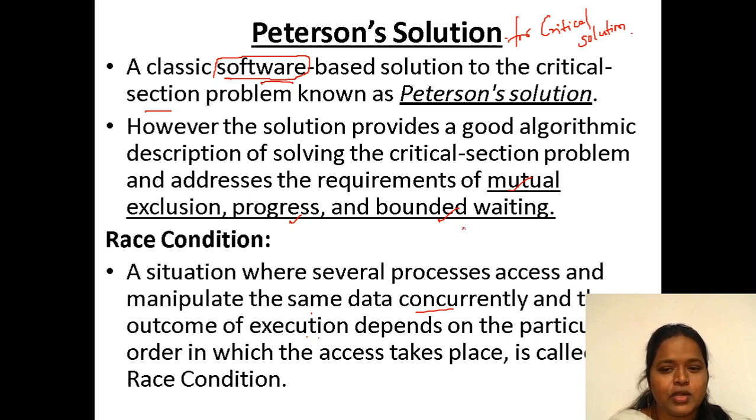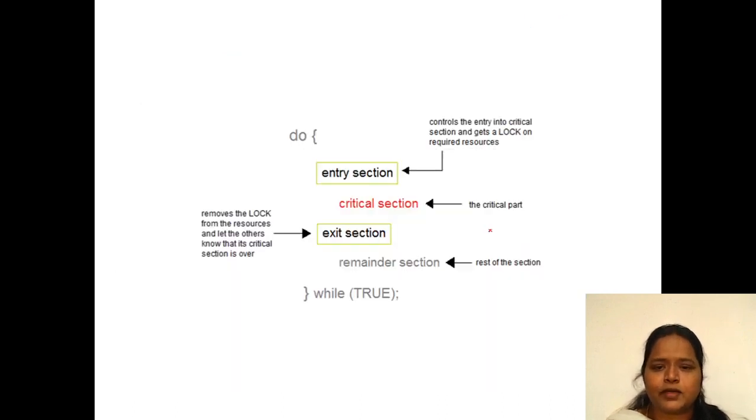If two processes P1 and P2 are there, and P1 executes first, the result will be X. If P2 executes first, the result will be Y, which is incorrect. Whether P1 or P2 executes first, the result should be Z, which is the correct answer. So we have to avoid the race condition. Here we have discussed the critical section.